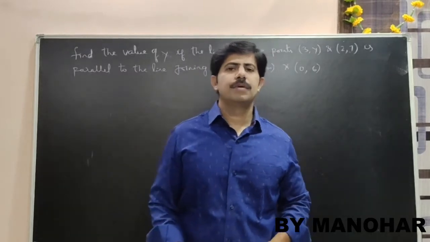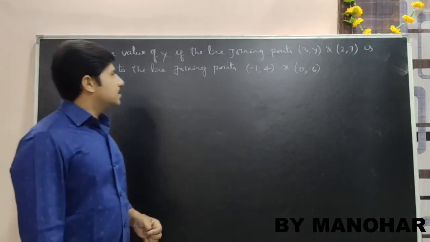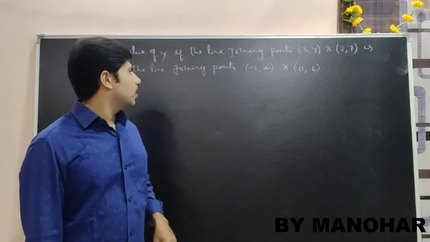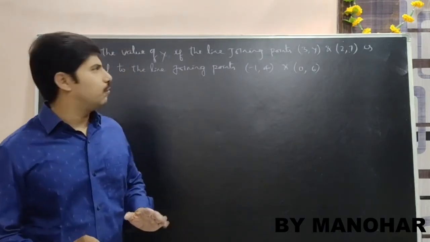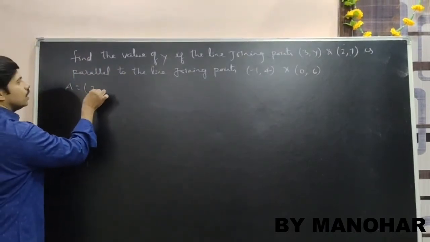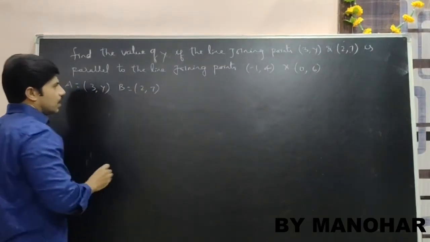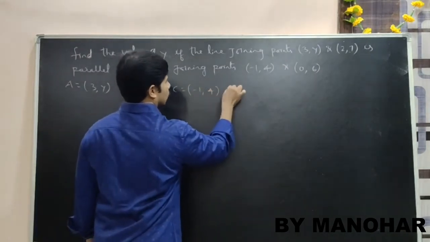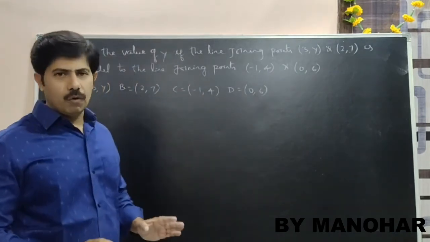Okay, next problem. Find the value of y if the line joining points (3, y) and (2, 7) is parallel to the line joining points (-1, 4) and (0, 6). So here we have totally 4 points. What are those 4 points? We write down: A is equal to (3, y), B is equal to (2, 7), then C is equal to (-1, 4), D is (0, 6). So totally we have 4 points.